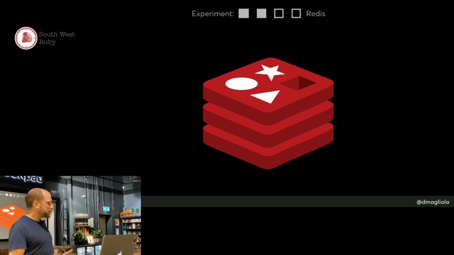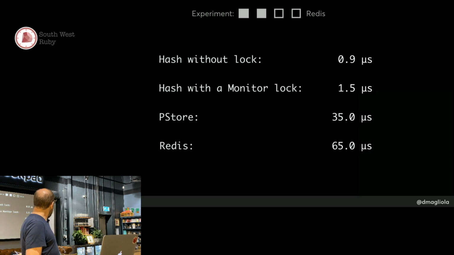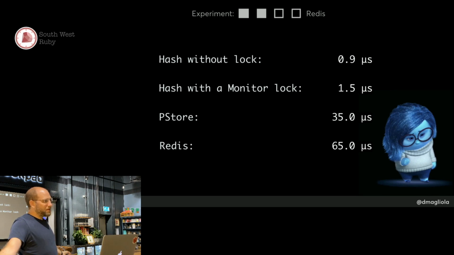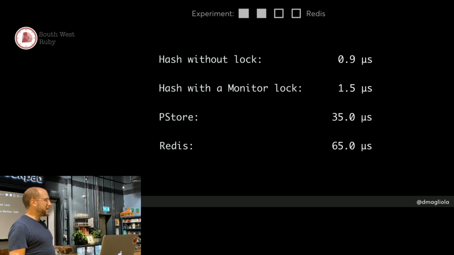So I wrote up a little store that uses Redis as a backend, and I was super excited because I knew this was going to be the solution. Fired up my benchmarks, and I mean, that was disappointing, right? It's slower than just dumping the entire hash to disk every time.